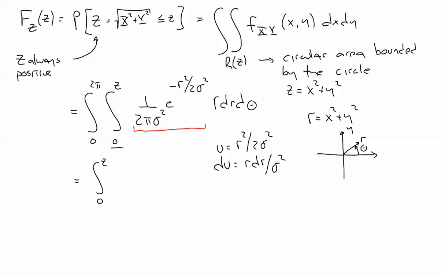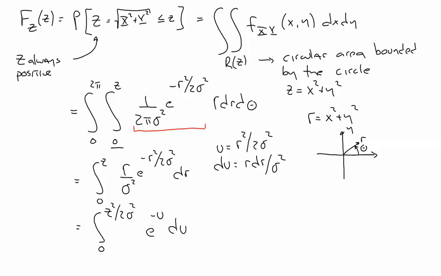I'll do my change of variables in just a second. 1 over sigma squared e to minus r squared over 2 sigma squared. Let's make that an r dr. Now we'll do my change of variables. And this becomes the integral from 0 to z squared over 2 sigma squared of e to minus u du.